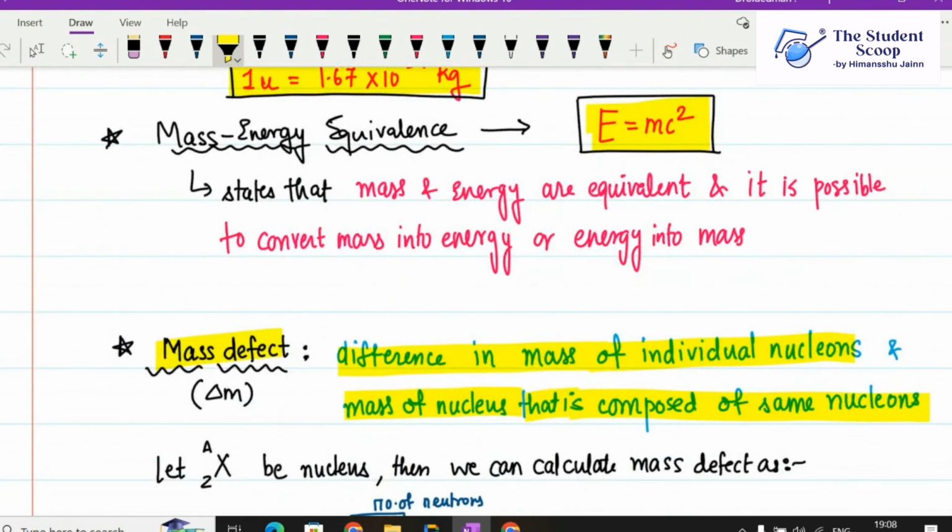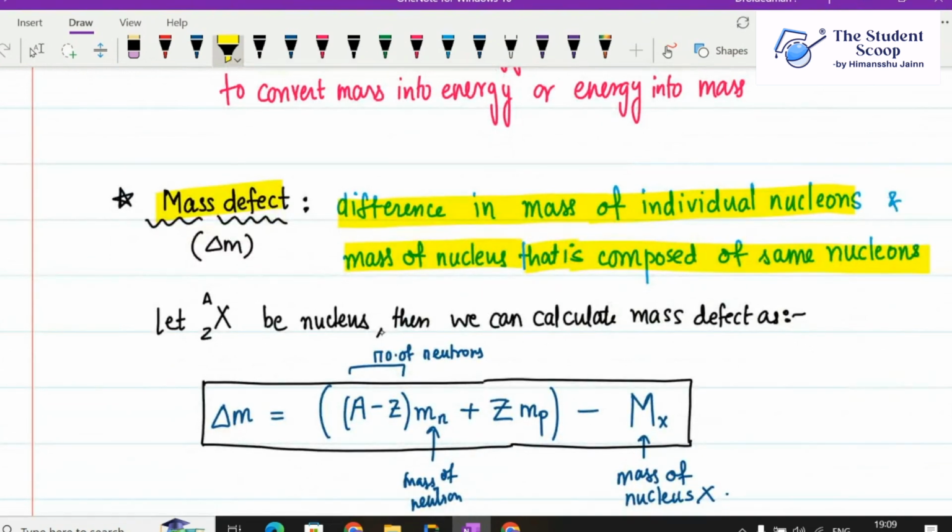When a nucleus is formed, some mass is converted into energy. So when you have two protons and two neutrons separated, their mass is higher. But when you put them inside a nucleus, some of the mass is converted into energy to form that nucleus. So that is the thing we need to remember.